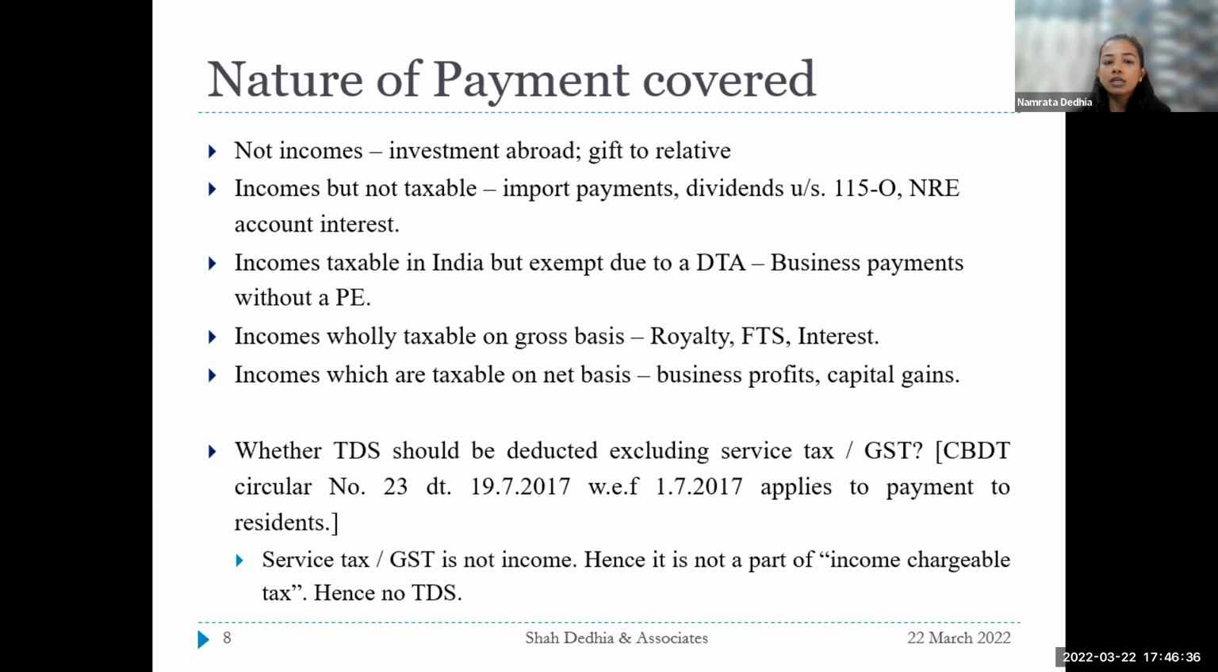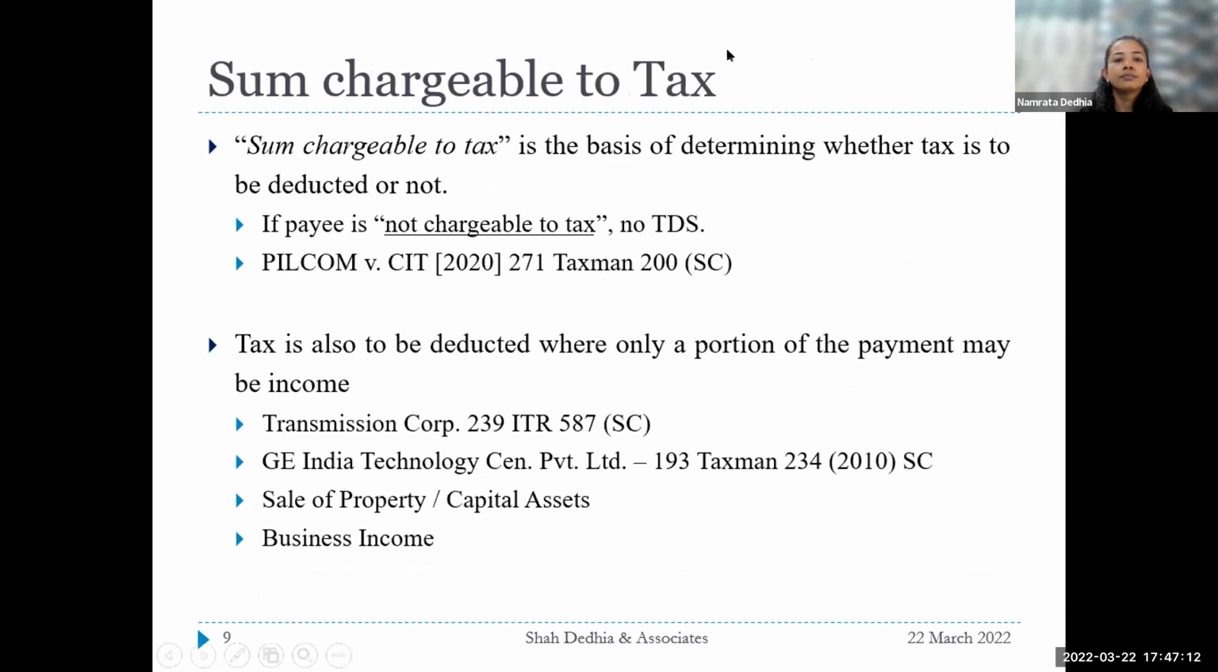While there is no circular in case of non-resident payments, what we need to understand is that 195 applies to an amount which is chargeable to tax under the Act. Service tax or GST on the non-resident payment is not income for that non-resident, and therefore it is not part of income chargeable to tax under the Act. So TDS should not be on the amount including service tax or GST. It should be on the amount before service tax or GST. So, by sum chargeable to tax under the Act.